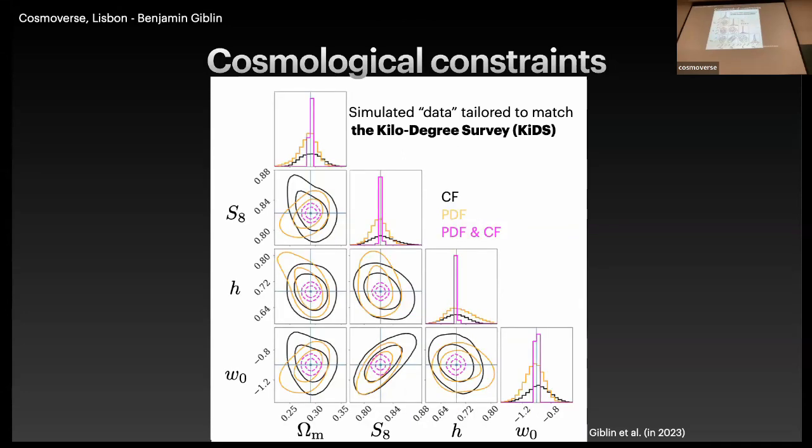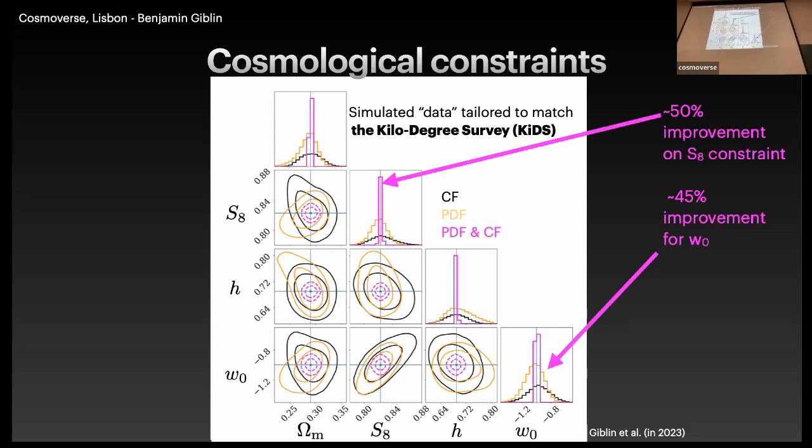This orange contour is the same one that we just saw. It's the combined PDF. And in black, we've got the constraint from the shear correlation function. So the PDF is already slightly outperforming the correlation function, but when you combine the PDF and the correlation function, you get a massive improvement in constraining power of about 50% for S8, 45% for w0, for example.